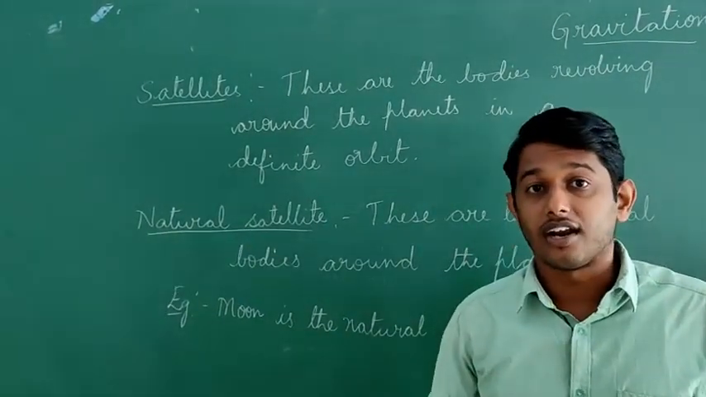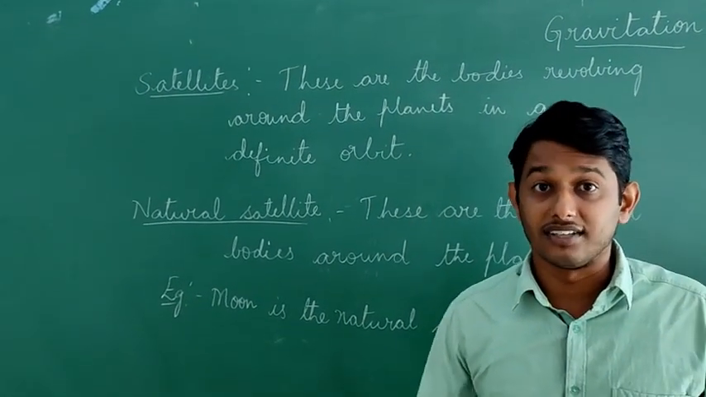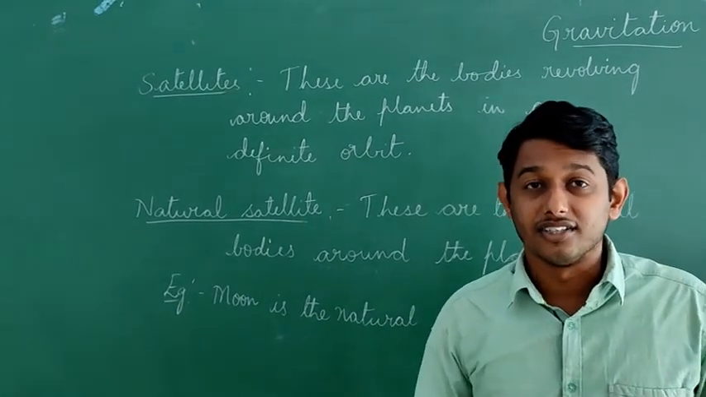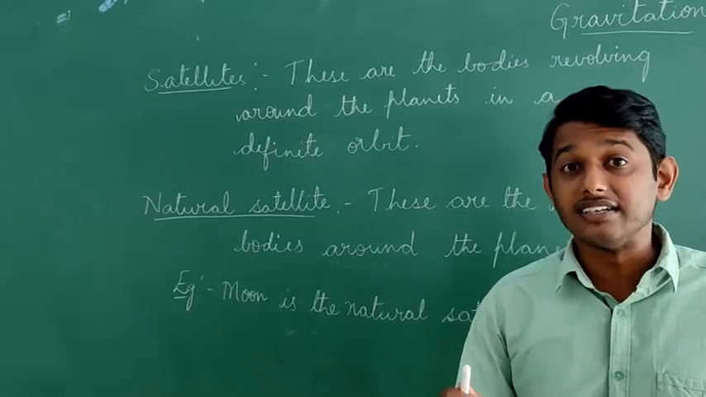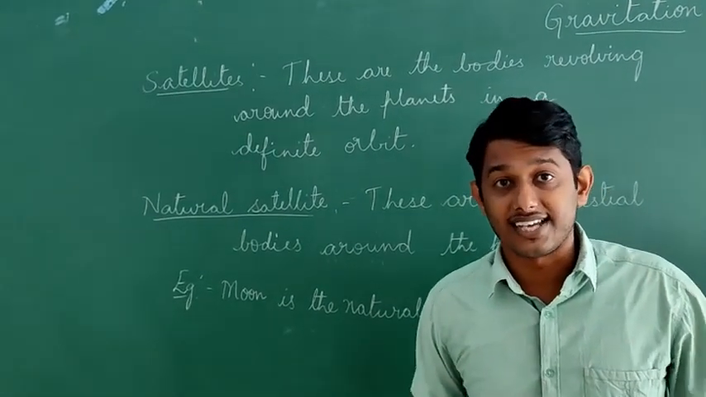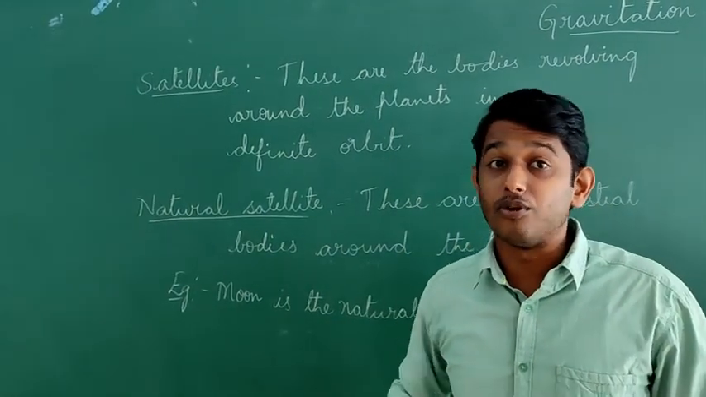There are asteroids, meteorites, dead rocks, there are many things. There is space junk also which revolves around a planet. So all these things cannot be called satellites. But there are certain things which revolve around a planet that could be called satellites. So let us learn more about satellites.